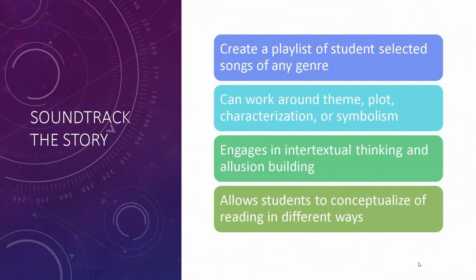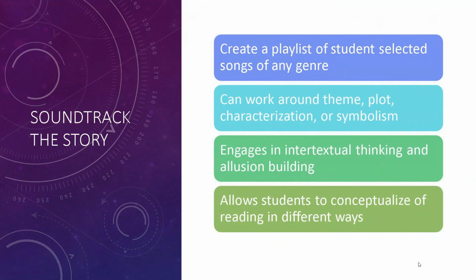Next up, we have soundtrack the story. And this is actually my favorite assignment that my students do. You take a text, a story, whatever, and you allow the kids to create a playlist of songs selected by them of any genre. You can work this playlist around plot, theme, characterization, symbolism, any of the aspects of reading comprehension. Then the students explain why they selected those songs.